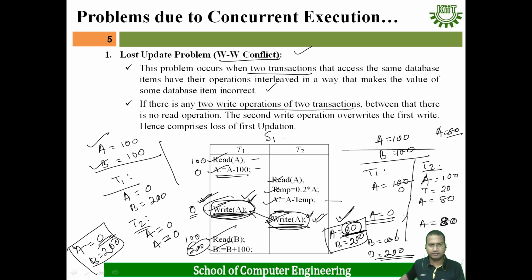If there are two write operations of two transactions, one write operation of T1 and one write operation of T2, and in between there is no read operation, the second write operation overwrites the first write, hence the loss of the first operation. The second write operation overrides the first write operation's value. That's why the loss of the first update happens here. This is your lost update problem, the WW conflict.